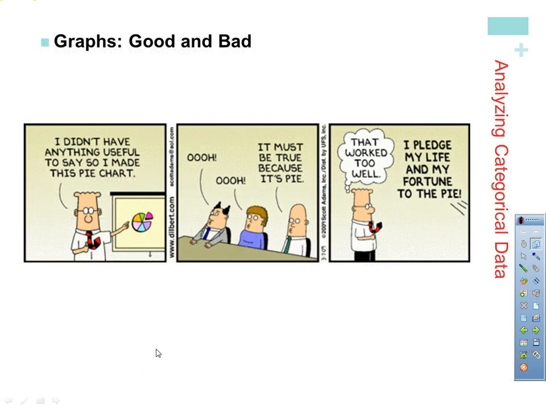And so this Dilbert cartoon, which I think is always kind of funny: Dilbert says, "I didn't have anything useful to say, so I made this pie chart." And the guys in the meeting are saying, "Ooh, it must be true because it's pie." And these guys are just all about the pie chart, and there's nothing in there. So Dilbert says, "That worked too well. I pledge my life and my fortune to the pie." So again, pie charts get used a lot because they're so easy to read. They're just difficult to make, and you got to make sure that you're accounting for all the individuals. Okay, so that's the downfall with pie charts.